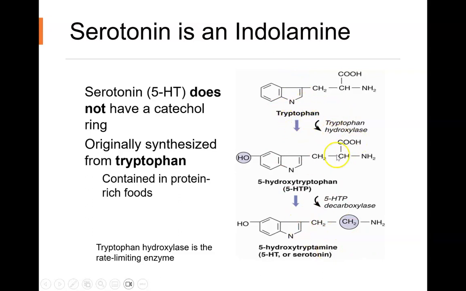So tryptophan is converted into 5-hydroxytryptophan, or 5-HTP, through tryptophan hydroxylase. Tryptophan hydroxylase is the enzyme that does this conversion, and it is going to be the rate-limiting enzyme for serotonin. Once you have 5-hydroxytryptophan, the enzyme that's going to be critical here is 5-HTP decarboxylase, which basically creates 5-hydroxytryptamine, which is also 5-HT or serotonin.